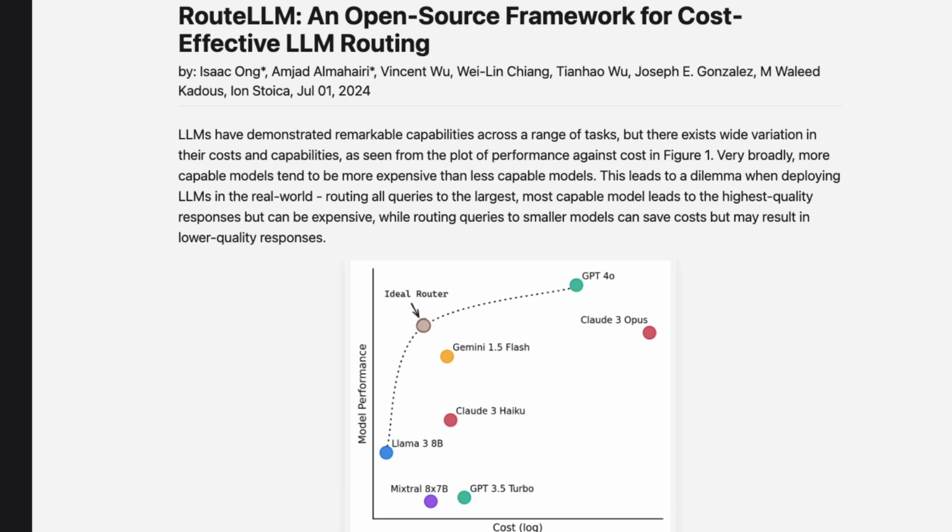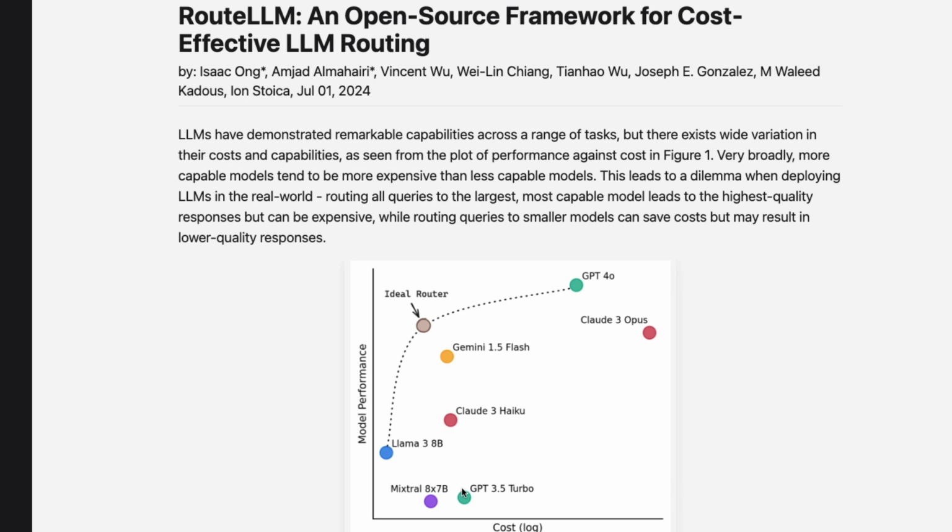So you've got the cost in log scale on the x-axis. You've got the model performance on the y-axis. And you've got models all over the place. And the ideal router is somewhere here. So the cost is much lesser than even GPT-4o, but it is somewhere closer to Gemini 1.5 Flash, somewhere closer to Claude 3 Haiku. So Claude 3.5 Sonnet would come somewhere here. It's even better than GPT-3.5 Turbo, but in terms of model performance, it's far above the Mistral MoE model, the GPT-3.5 Turbo model.